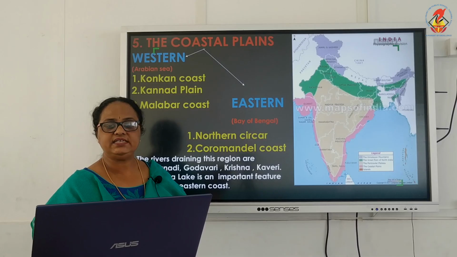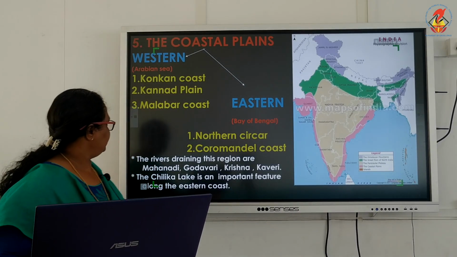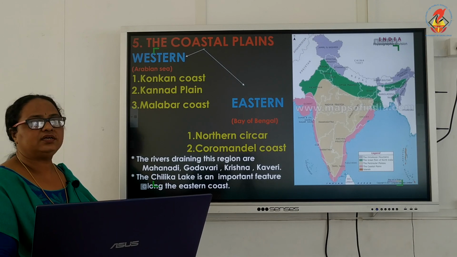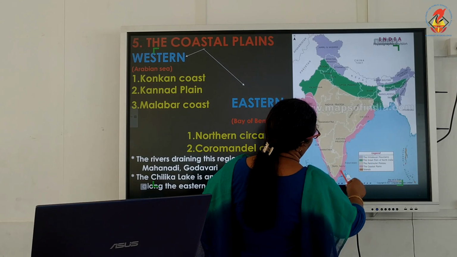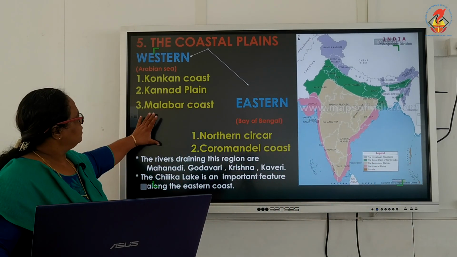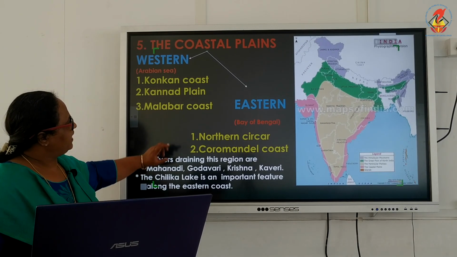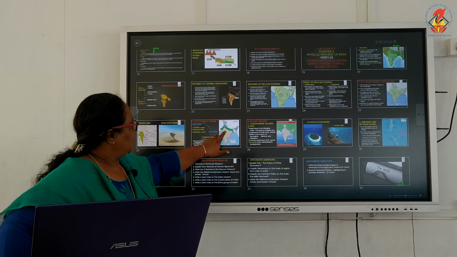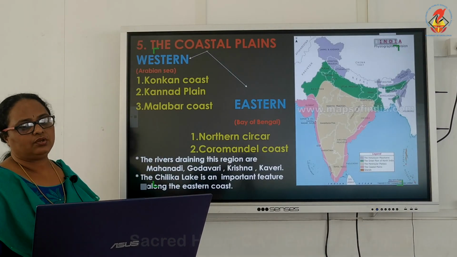Then we have the eastern coastal plain. The eastern coastal plain is divided into the Northern Circars and the Coromandel coast. The eastern coastal plain is beside the Bay of Bengal, and it is divided into two, the Northern Circars and the Coromandel coast.